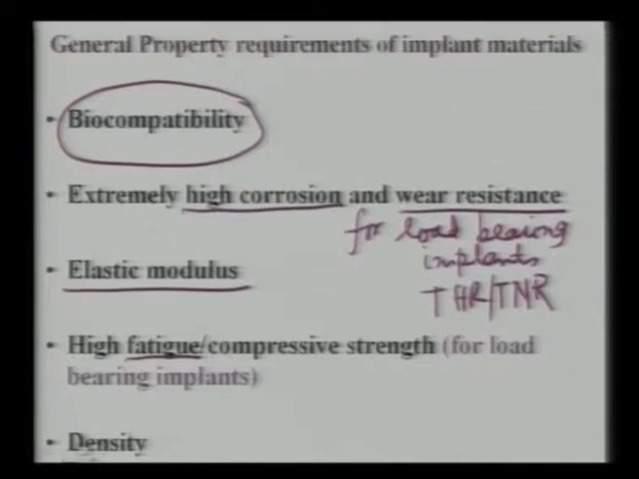Last one is the density. I also mentioned density just to give an example, or to refresh your memory: steel based material has a density of 7.8, whereas alumina has a density of 3.9, which is just half that of steel. Therefore the same volume of implant will weigh less if we use ceramic compared to metals, and if the weight is less, the patient will feel more comfortable with the same implant, if it performs well.